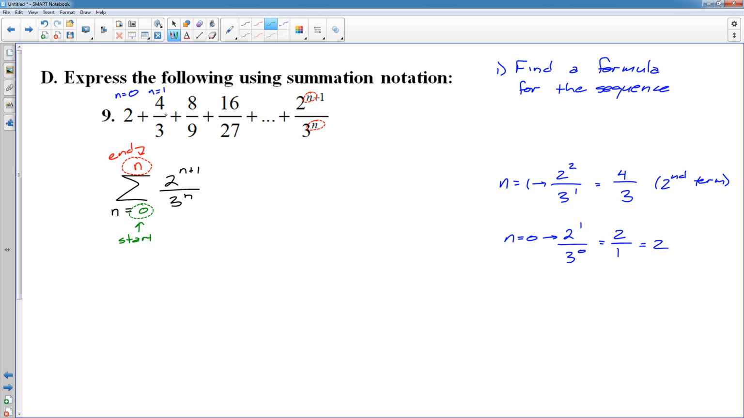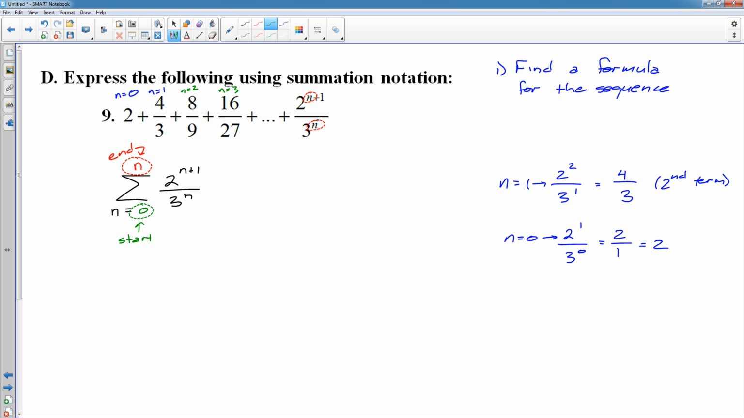And then I would plug in 1 to get 4/3, which I have right here. If I plugged in 2, I would get 8 over 9. If I plugged in 3, I'll get this one. If I plugged in 4, if I plugged in 5. And then at the very end, I'm plugging in just n.